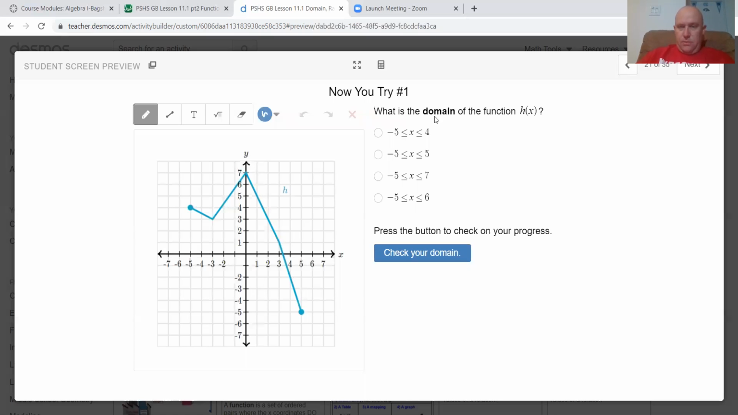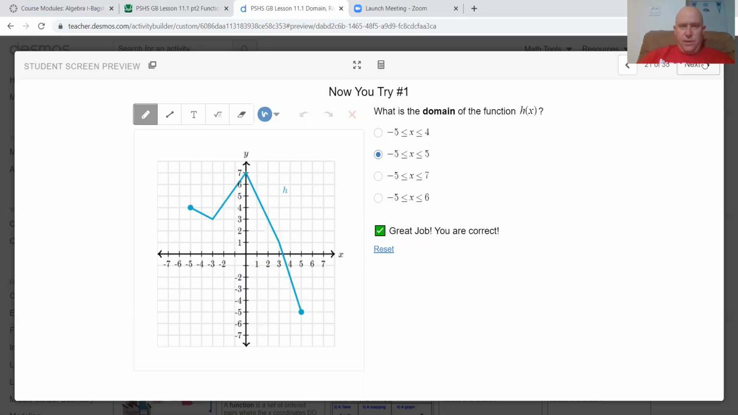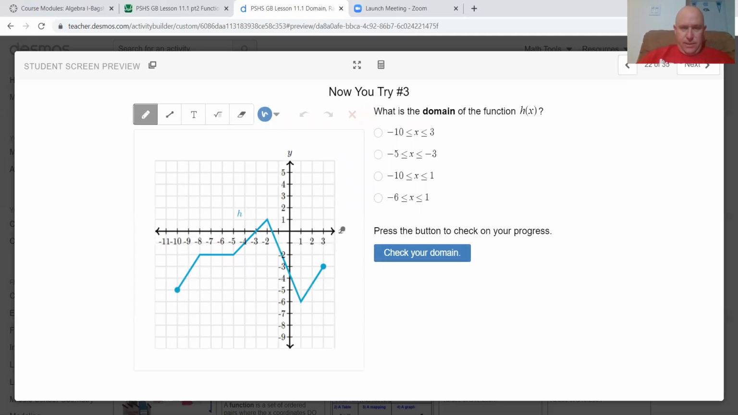And for this one, once they switch the words on us this time, it's domain. So I'm looking for the x value. So the one on the left is at -5, and the one on the right is 5. So I can already see it's these two numbers. So I can select that. But you can see that it's a closed circle, which means I need the equals. And on this side, it's also a closed circle. And it goes from 1 to 3 for some reason. I didn't notice that earlier.